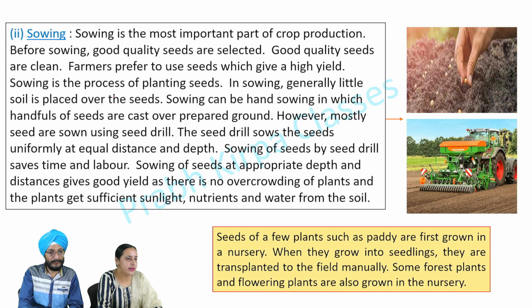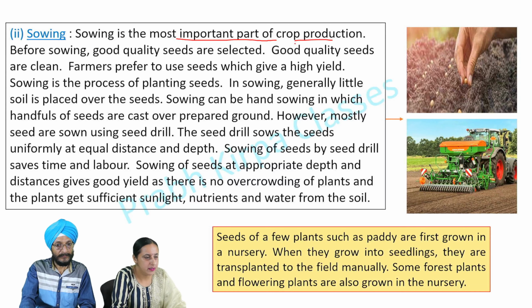Number two, sowing. Sowing is the most important part of crop production. Before sowing, good quality seeds are selected. Good quality seeds are clean. Farmers prefer to use seeds which give a high yield. Sowing is the process of planting seeds. In sowing, generally little soil is placed over the seeds.